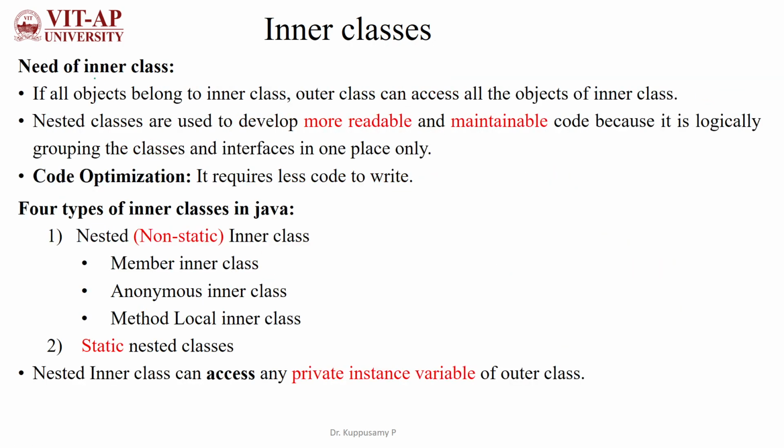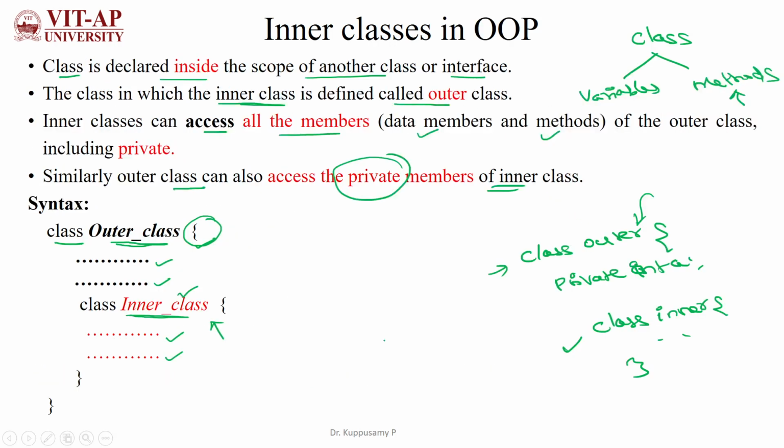Then, what is the need of an inner class? If all objects belong to the inner class, the outer class can access all the objects of the inner class. For example, when you define objects using only the inner class, those objects can be accessed by using the outer class, because this class is defined inside the outer class.